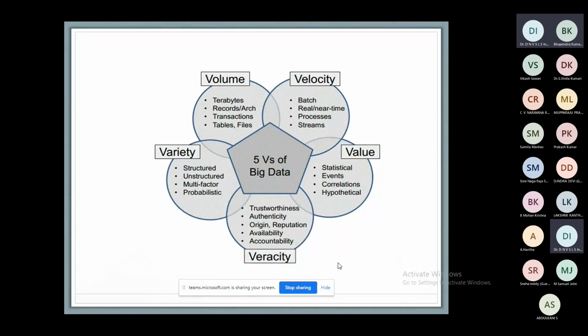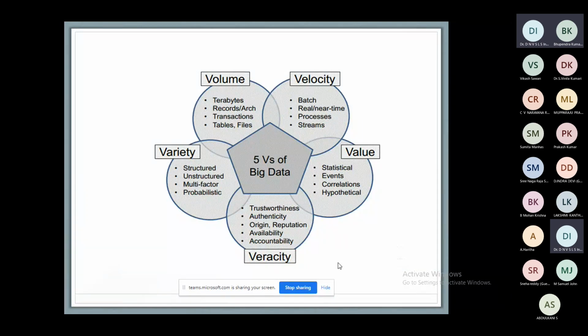Coming to the 5 V's of data, coming to volume, terabytes, and we can consider it as a collection of records or transactions or tables or files. Coming to velocity, it is nothing but batch or real time, that is, time to time. See, if you observe, today's weather is 36, tomorrow's weather is 37 degrees. Like this, the temperature varies from time to time. So the time-to-time information is called velocity. So we cannot consider this the exact value for this particular point, right? It varies from time to time.